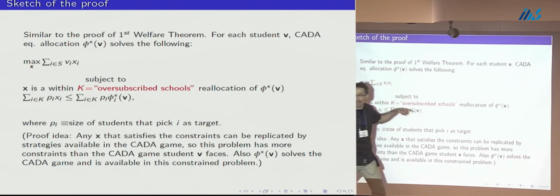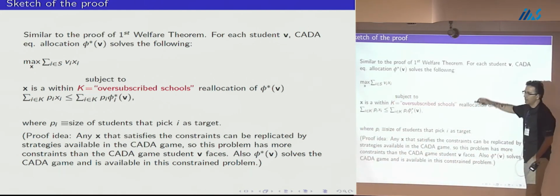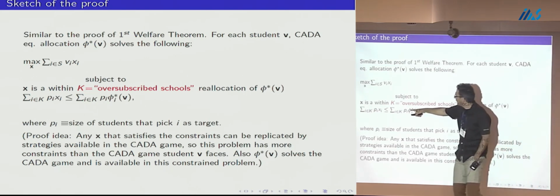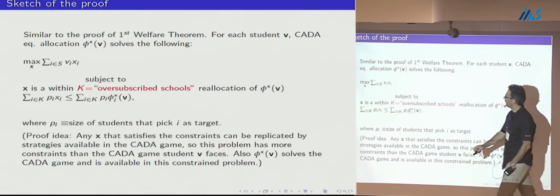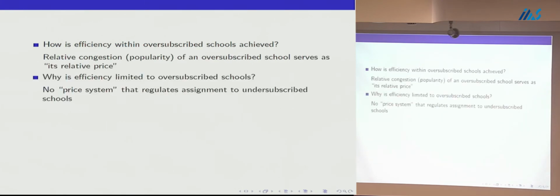Once I obtain this, I use the standard techniques of the proof of the first welfare theorem, and show that the allocation within the set of oversubscribed schools is going to be Pareto efficient. The reason why we achieve efficiency within oversubscribed schools is because of relative congestion.